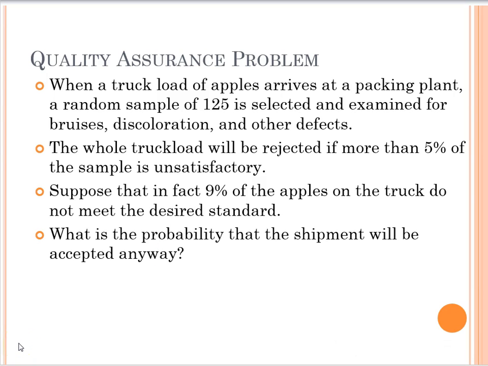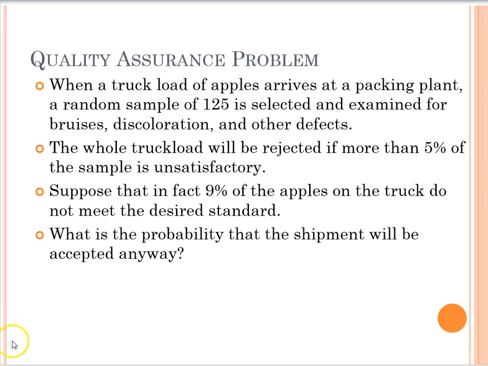So let's work through another problem so you can see how these steps work out. Another instance in which statistics and probability are often used is in manufacturing to determine quality assurance. Here we have a packaging plant or a food processing plant that accepts truckloads of apples. However, if more than 5% of the truckload is bad, it's going to reject it.